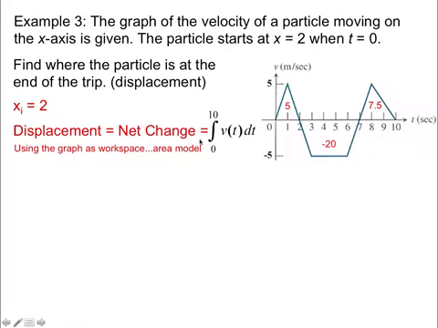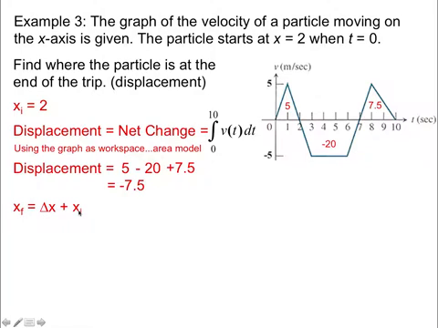So our net change then, which we can represent using the integral notation, is going to be adding up all of these values. So we've got 5 plus negative 20 plus 7.5, and that is negative 7.5. So if you think about starting at 2 and moving to the left 7.5, or moving a negative 7.5, our final position is going to be our initial position plus our displacement. And so it's negative 7.5 plus 2, so our final position must be negative 5.5.